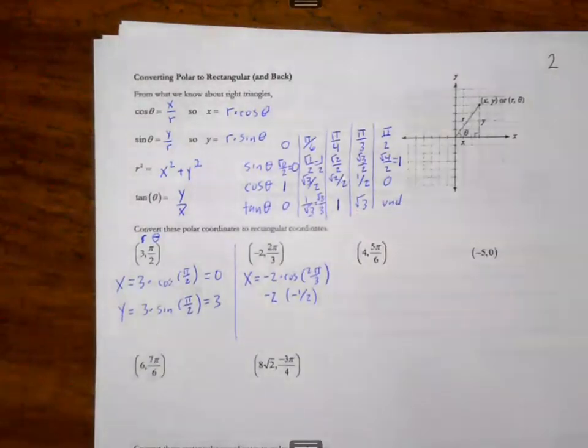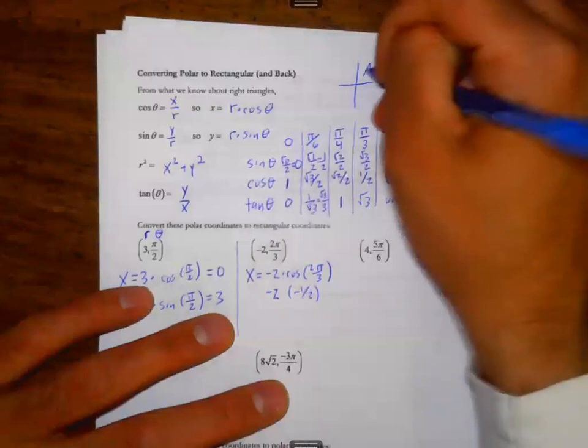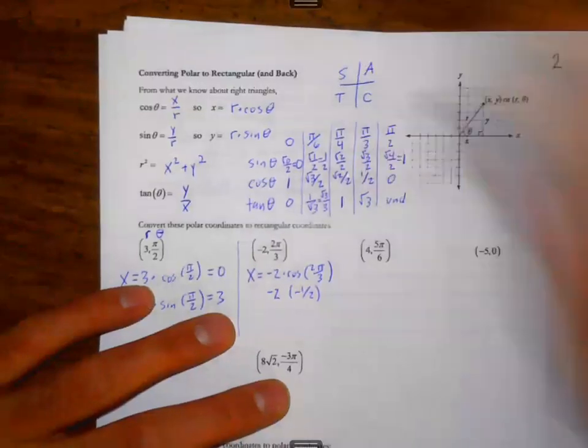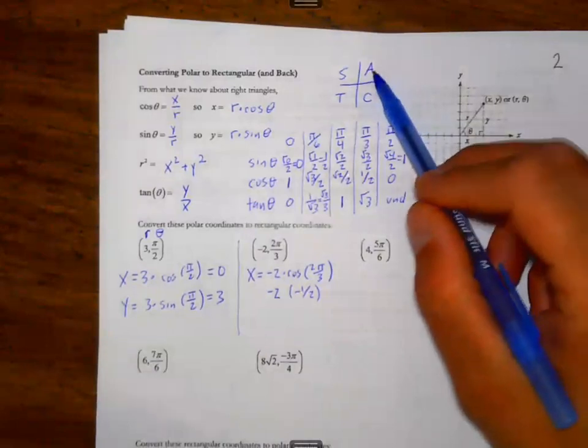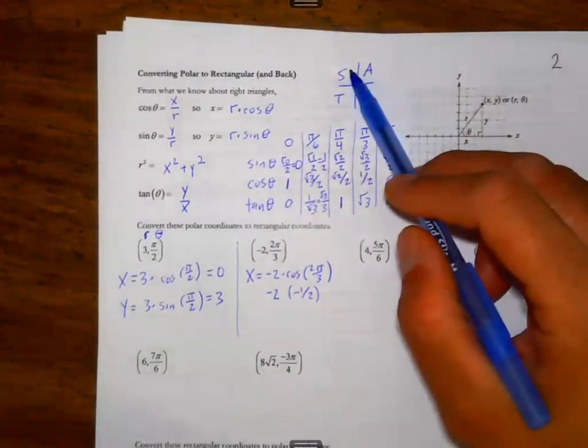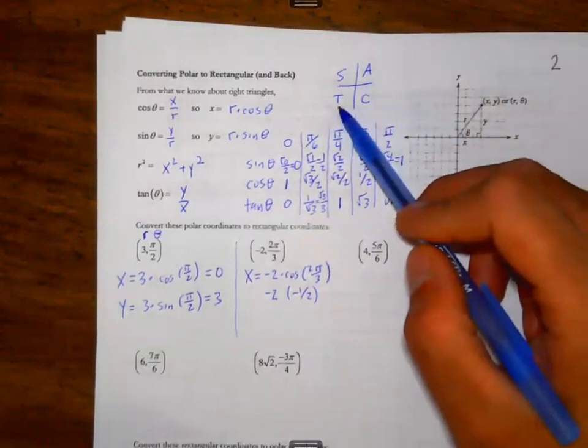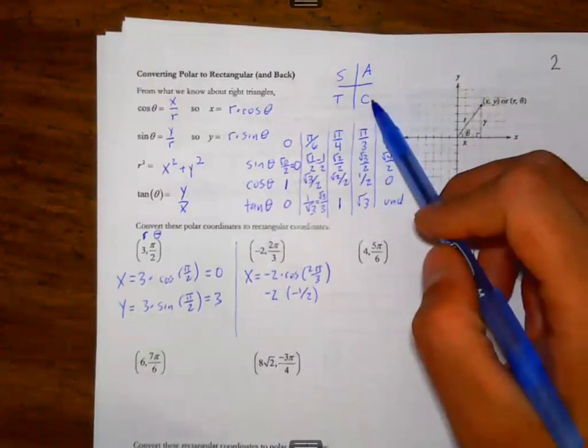So another thing you might want to jot up here if you forgot was ASTC, to remember where certain trig functions are positive. So quadrant 1, they're all positive. Quadrant 2, only sine is positive. Quadrant 3, only tangent's positive. And quadrant 4, only cosine's positive.